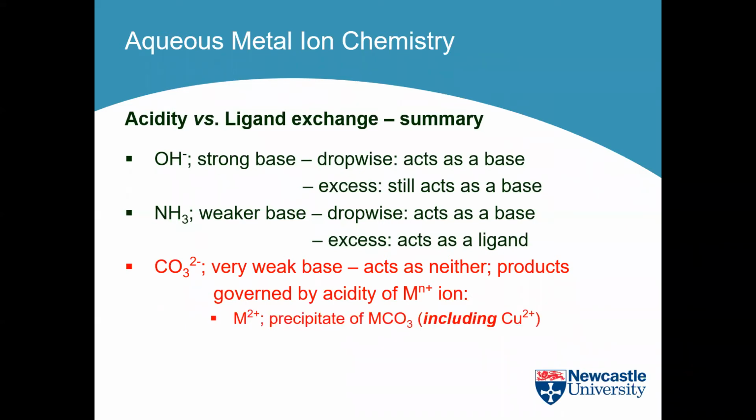Metal 2+ ions give a precipitate of the metal carbonate, including copper. Copper is the only 2+ ion that is just about acidic in solution, but you'll still get copper carbonate, and you won't get effervescence. With 3+ ions, which are much more acidic, they react with the carbonate as an acid, and you'll get the metal hydroxide precipitate. You get effervescence of CO2 because the metal 3+ ion is strongly enough acidic to react with carbonate. Metal 2+ is not strongly acidic enough to react with carbonate, even copper.